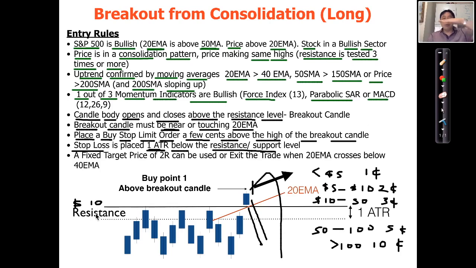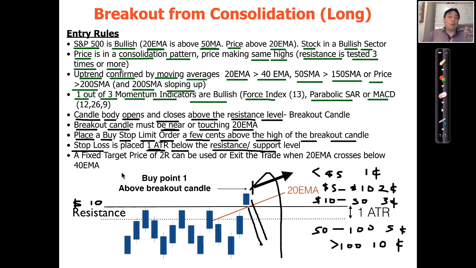So remember that the resistance, once it breaks out, it becomes a support. So when I mention the word resistance and support, it's the same line. It's the same thing, okay? So I place my stop loss 1 ATR below the support level. And we just learned how to calculate ATR, right? I just showed you from the charts, or you can look at it from FinViz. Now, so we've got our buy order, we've got our stop loss.